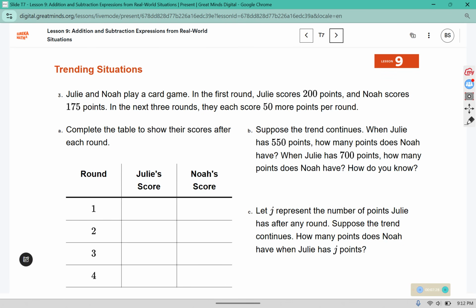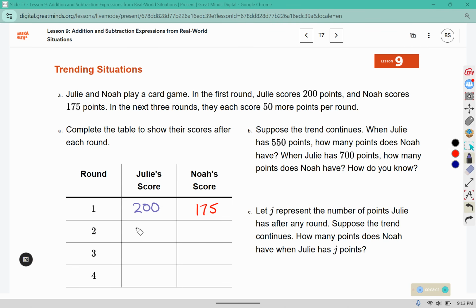Julie and Noah play a card game. In the first round, Julie scores 200 points and Noah scores 175 points. In the next 3 rounds, they each score 50 more points per round. A asks us to complete the table. So Julie's score was 200 and Noah's score was 175. Then they each score 50 more points per round.